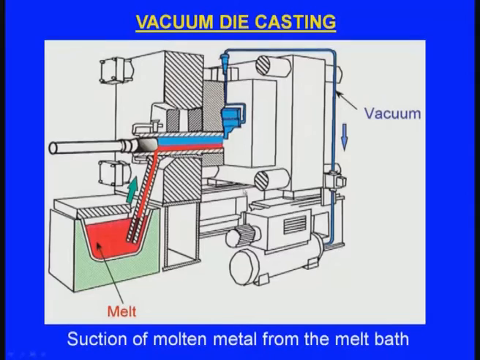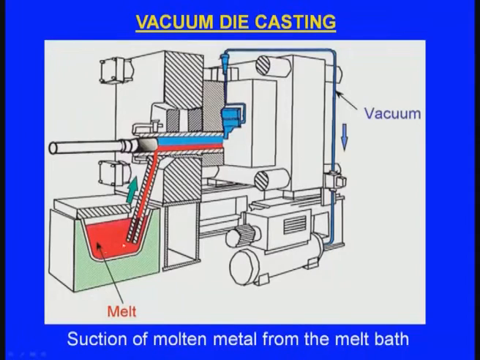Now, let us see another variant of die casting, that is vacuum die casting. In vacuum die casting, the process is similar to die casting. But what is the difference? Here we can see this is the die. Die means a set of dies, 2 dies will be there, and between these 2 dies again there will be a cavity whose shape is similar to the component which we want.